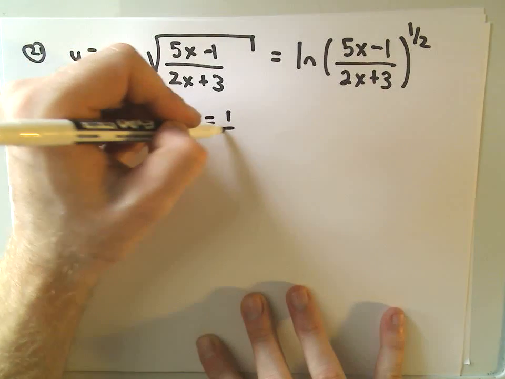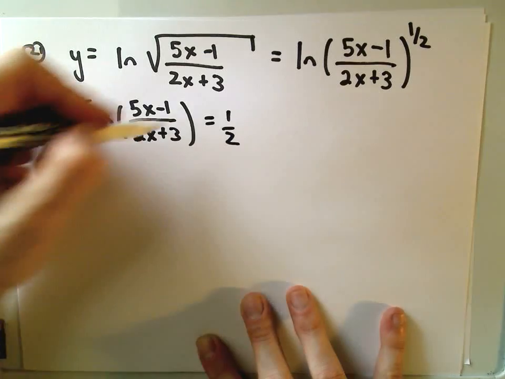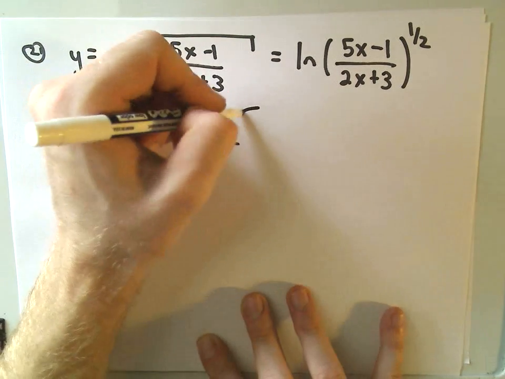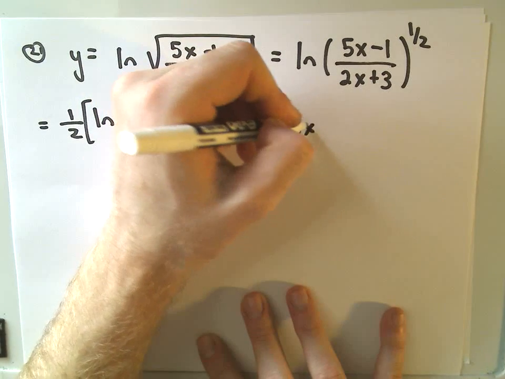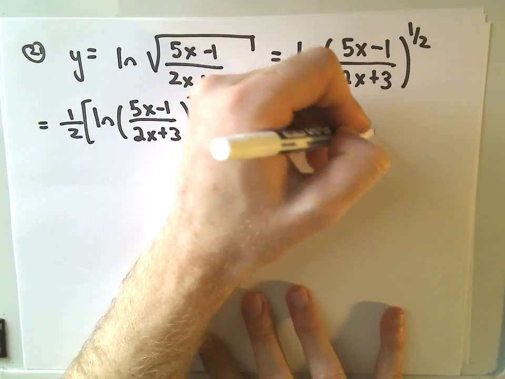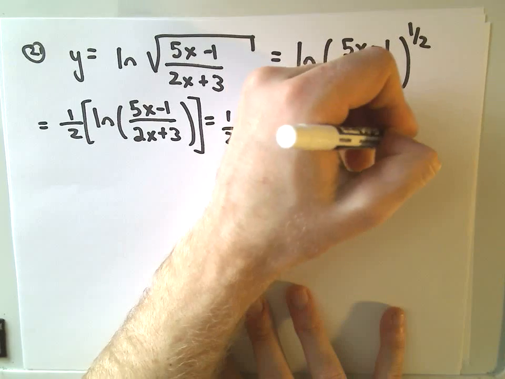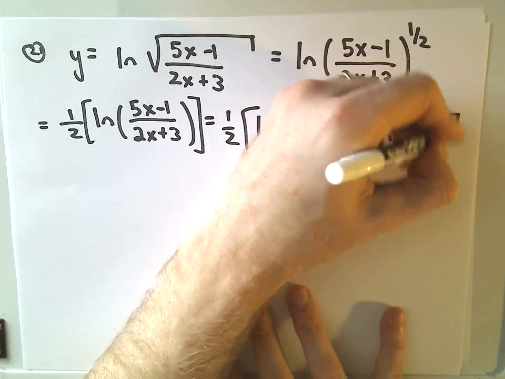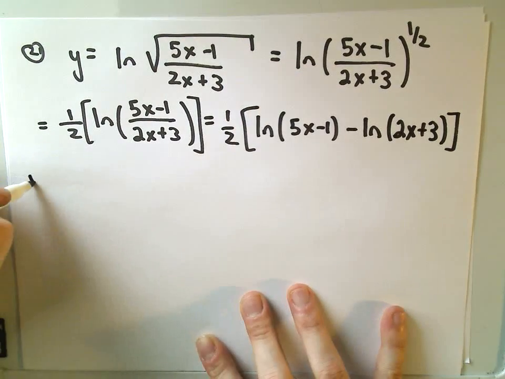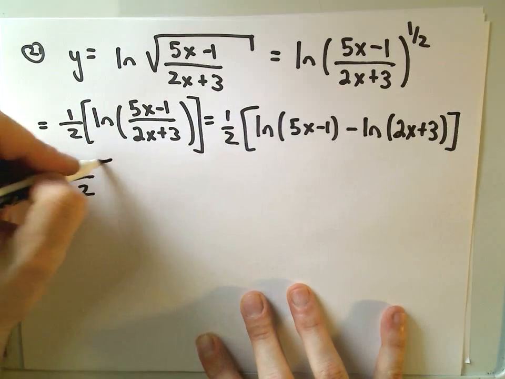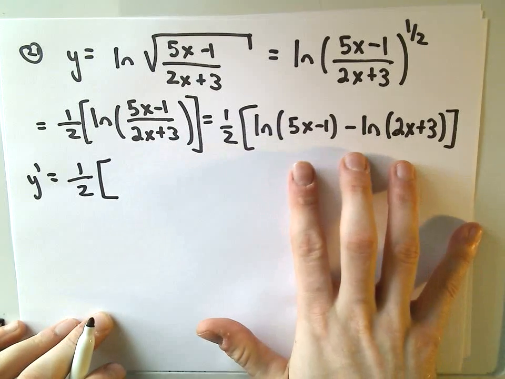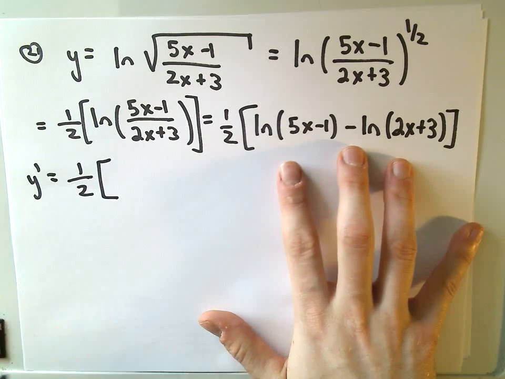But now we can break up the fraction as subtraction. So the natural logarithm of 5x minus 1 minus the natural logarithm of 2x plus 3. And now we can simply take the derivative. So the constant 1/2 just comes along. Since there's a minus in between here, we just do them a piece at a time.